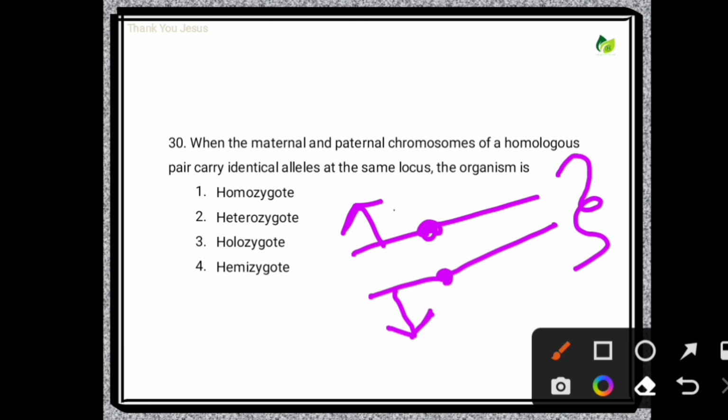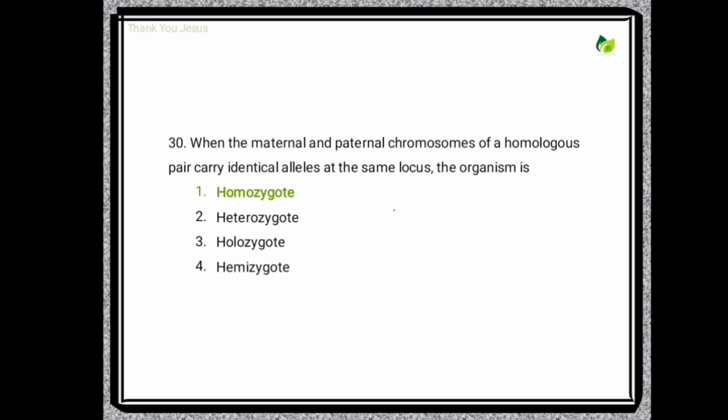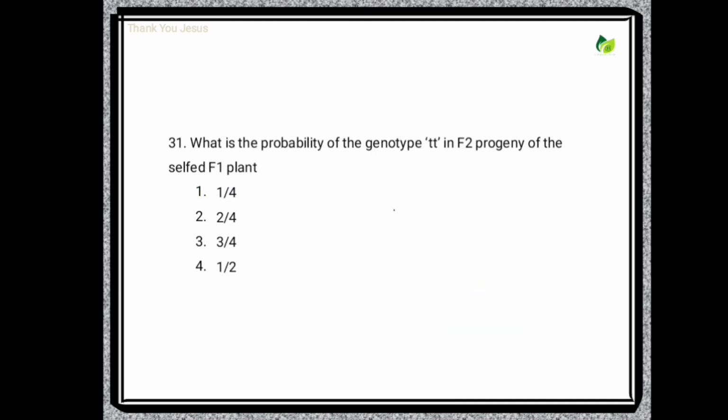Here the question is, if they carry identical alleles, for example, capital T present on the maternal chromosome and capital T present on the paternal chromosome, same locus, identical alleles present, what is that condition called? The answer is homozygous condition, or that organism is referred to as a homozygote. Okay, so let's see the next question.